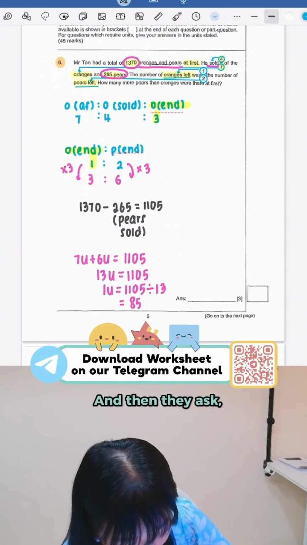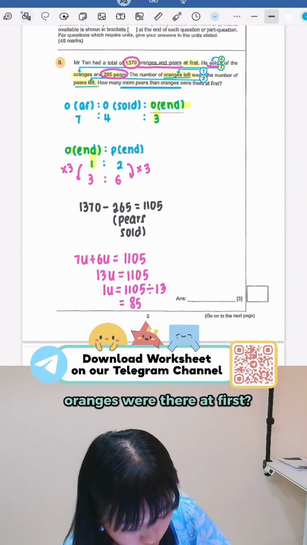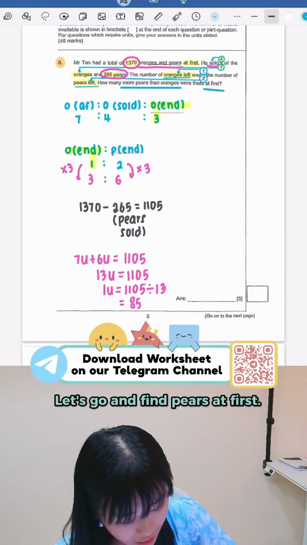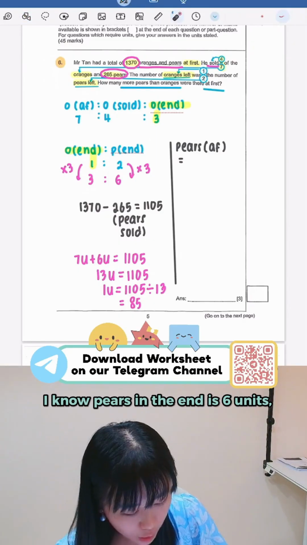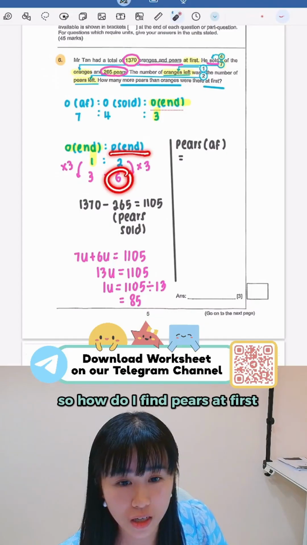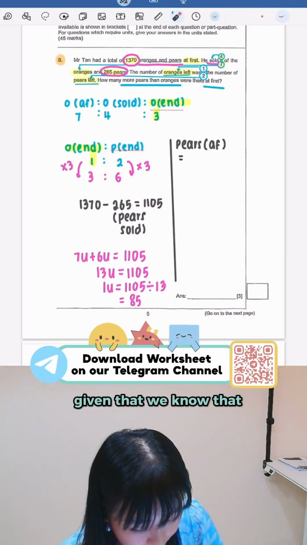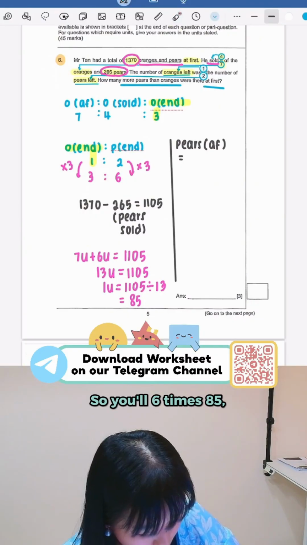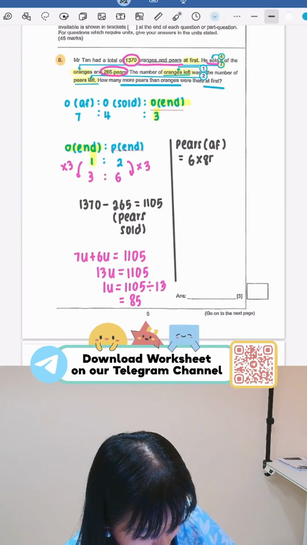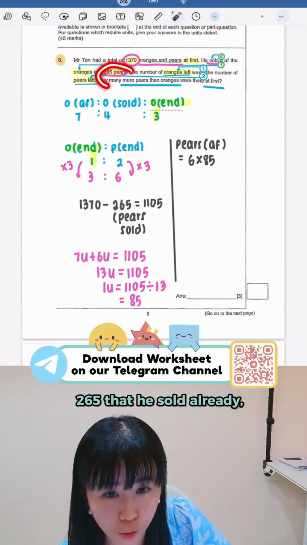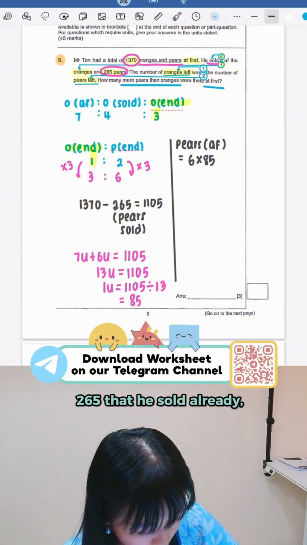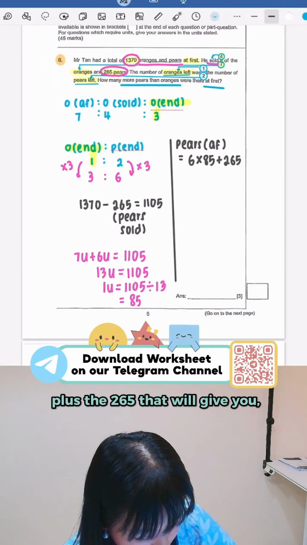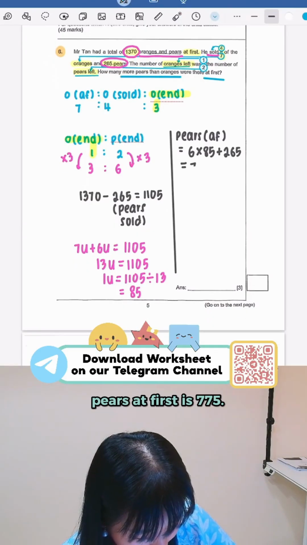And then they ask, how many more pears than oranges were there at first? Let's go and find pears at first. I know pears in the end is 6 units. So how do I find pears at first? Given that we know Mr. Tan sold 265 pears, you do 6 times 85. Then you still must add back the 265 that he sold already. Plus the 265, that will give you pears at first is 775.